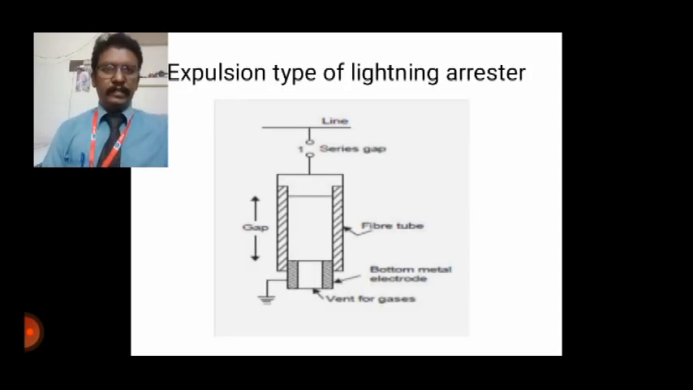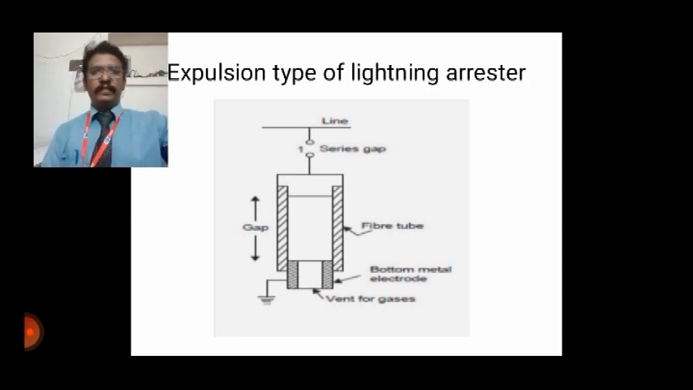You can see the diagram. Here we have a line, we have a series gap, then we have a lengthened gap with fiber tubes. At the bottom, you can see the bottom metal electrodes. Finally, you have a vent for gases. So you can see in the diagram. With this, we are going to elaborate how the expulsion type of lightning arrester functions.